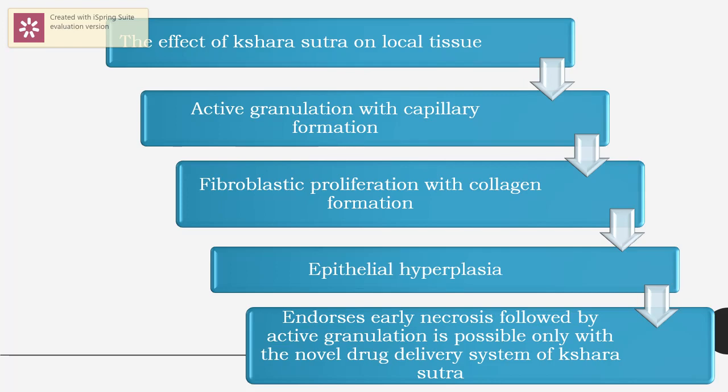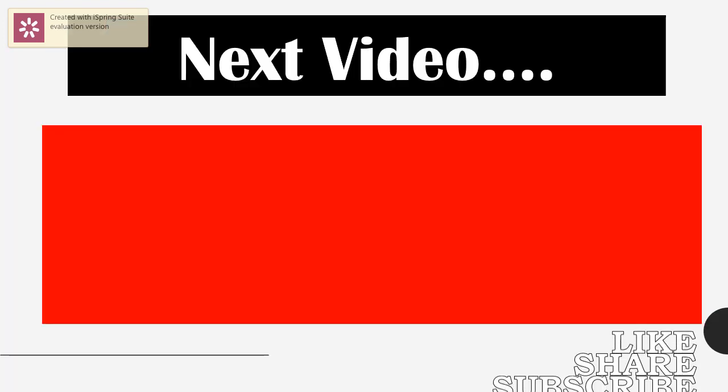The effect of Kshar Sutra on local tissue stimulates active granulation with capillary formation, fibroblastic proliferation with collagen formation, and epithelial hyperplasia, which endorses early necrosis, followed by active granulation, possible only with the novel drug delivery system of Kshar.